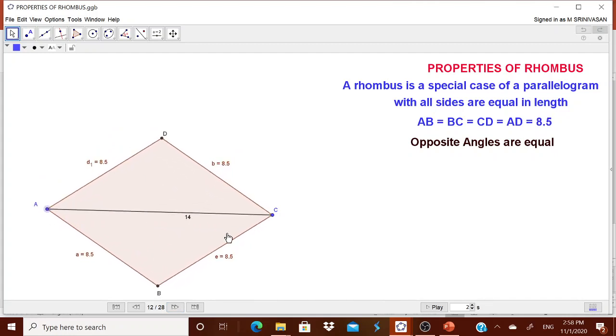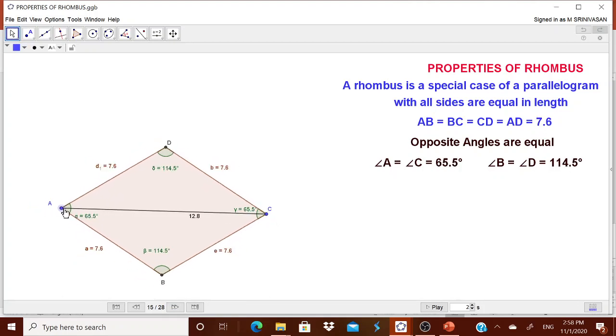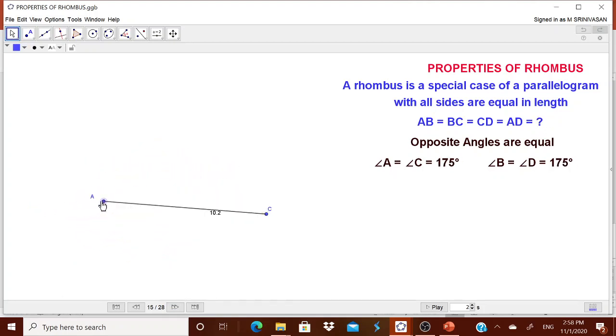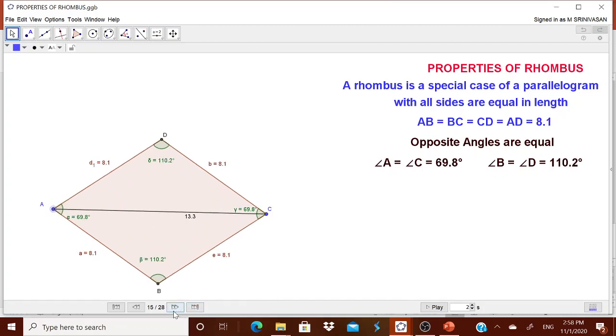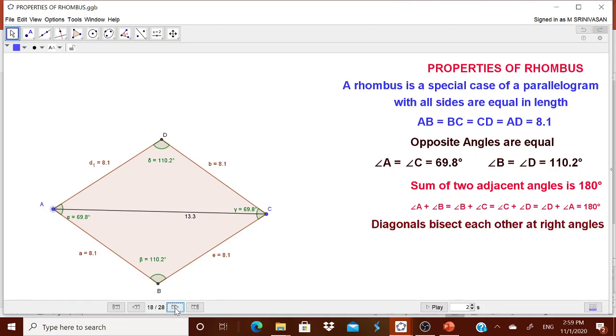Well, the opposite angles are equal. We will show them the angles and then check that angle A, angle C, and angle B and angle D are two pairs of equal angles. Let them pull it and push it and then check whether it is working nicely. Well, the third property, sum of the two adjacent angles is 180 degrees. There also we can tell them that A plus B, B plus C, C plus D and D plus A is always 180 degrees. And the next one is, diagonals bisect each other at right angle.